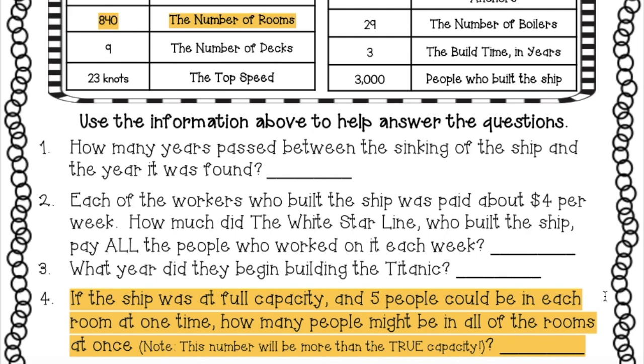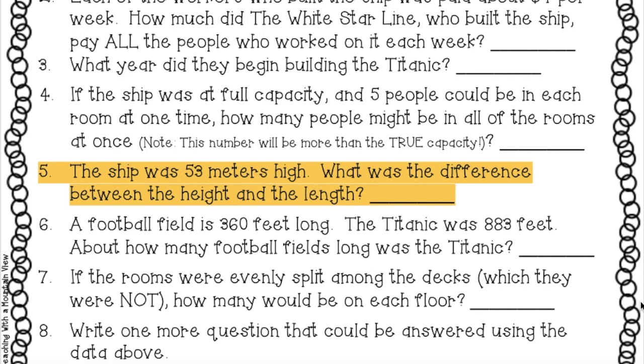So like I said, we are going to multiply to figure out our answer for this problem: 840 times 5. Number 5, I think this is one of the easiest ones on our sheet for today. It says the ship was 53 meters high. What was the difference between the height and the length? So they're giving us the height, which is 53 meters.